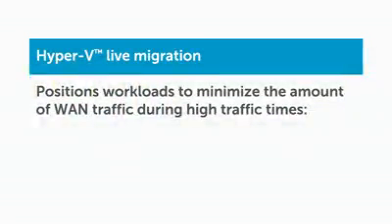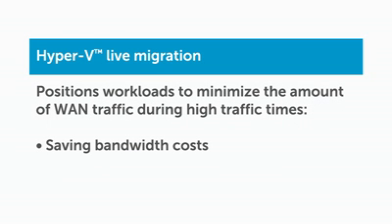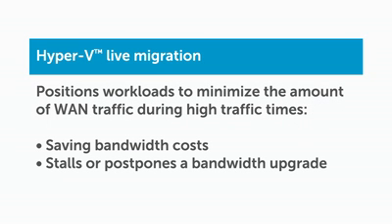Because you know the underlying physical hardware that will support these workloads, you're able to become very efficient at buying just the number of licenses you need. And finally, you can position your workloads to minimize WAN traffic during high traffic times. This can save you bandwidth costs. This can let you forestall or postpone a bandwidth upgrade, because you get smart about what servers have what bandwidth.